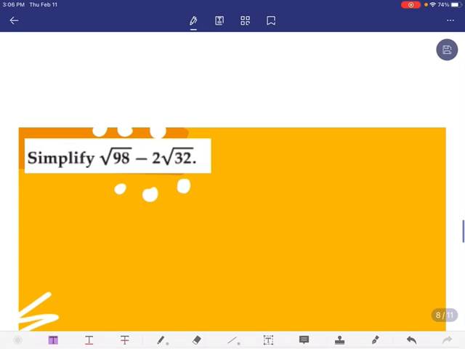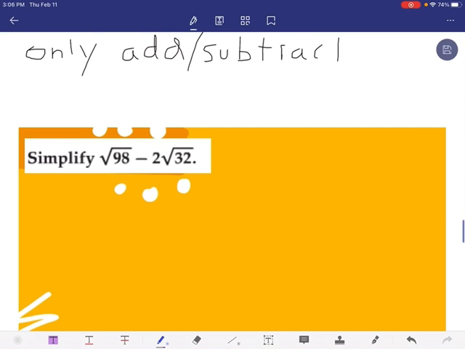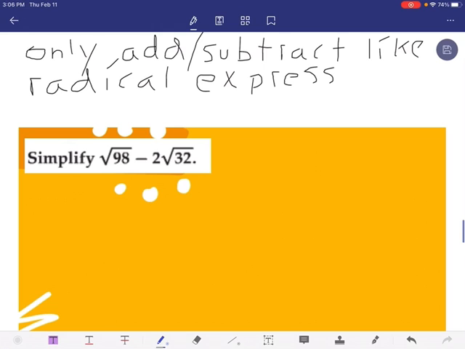Now next up we have the square root of 98 minus 2 times the square root of 32. And a key thing that we need to know is we can only add or subtract like radical expressions. So we talked about a couple pages ago what a like radical expression is. And in order for us to be able to add or subtract things, they have to be like radical expressions.